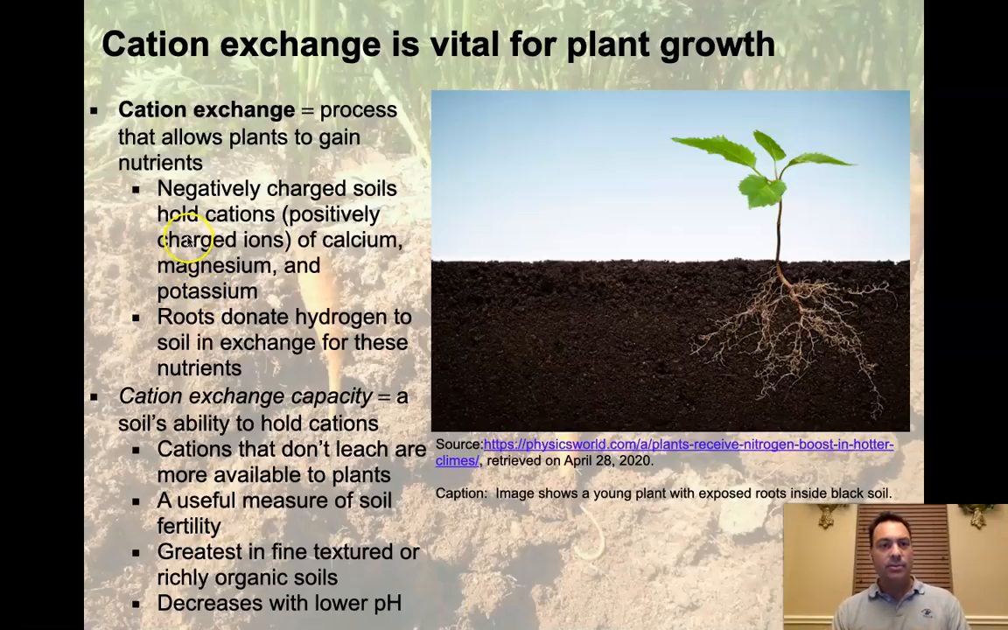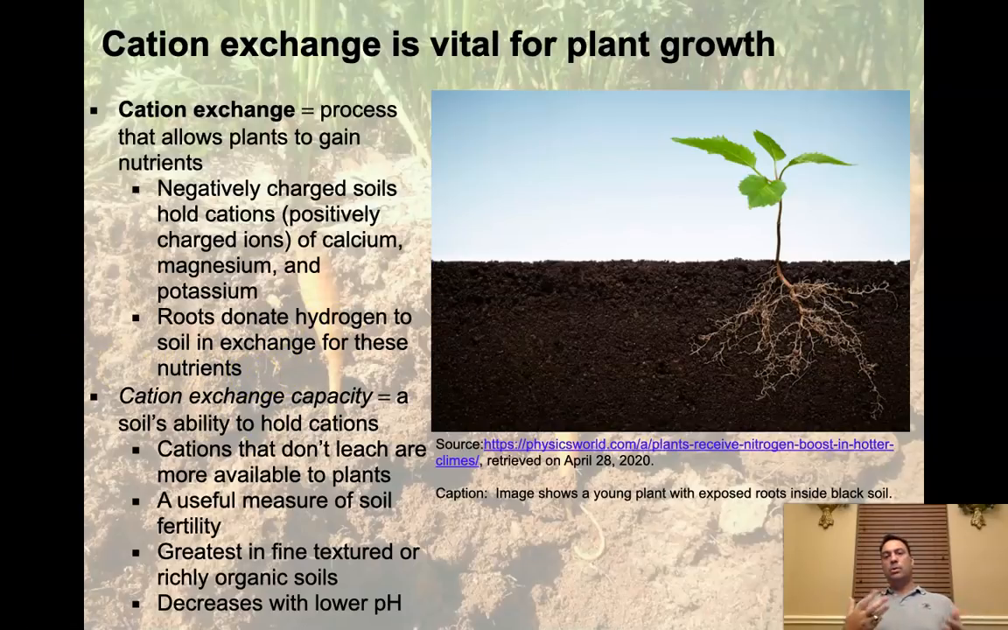So imagine we have a soil, right? A negatively charged soil is going to be holding cations, right? So cations, if we remember from our energy and matter lecture, are positively charged. So if you have a negatively charged soil, it'll hold those cations. What kind of cations might the plant need? Calcium, magnesium, and potassium are pretty common, as well as possibly iron and things like this. So it needs these cations. They're already in the soil. The soil is going to hold on to them because the soil has a slight negative charge. Now what the roots do is something very interesting: they donate hydrogen to the soil in exchange for these nutrients.